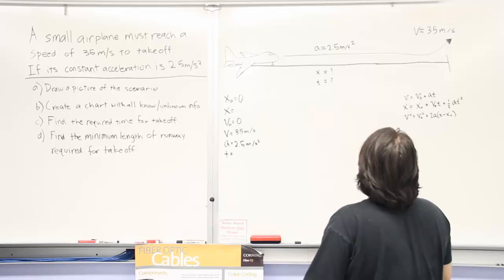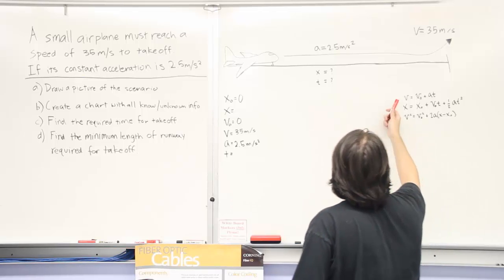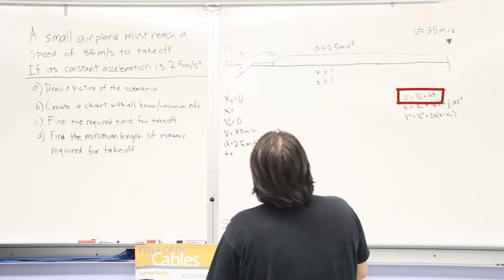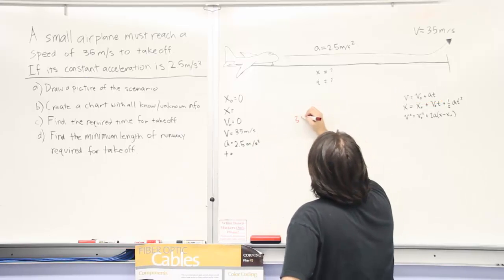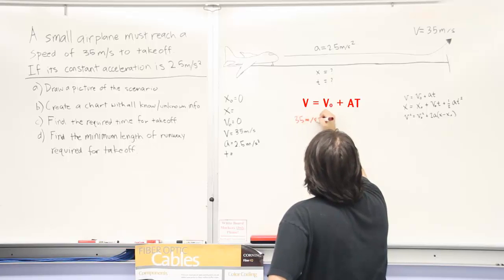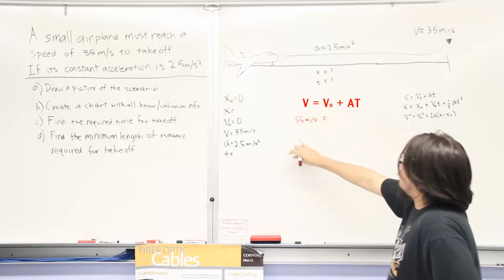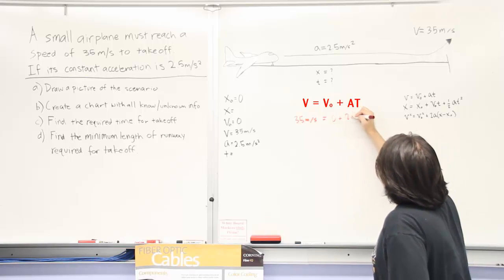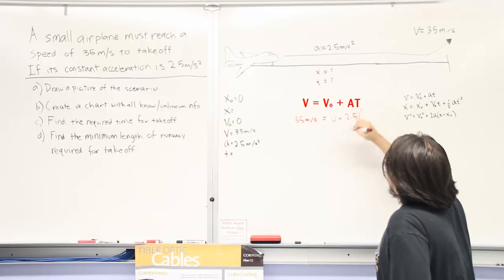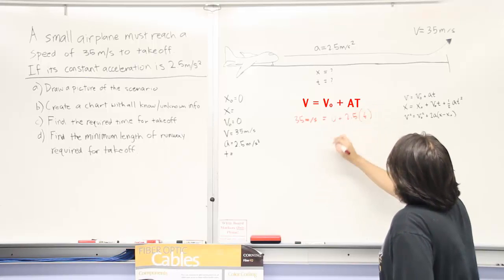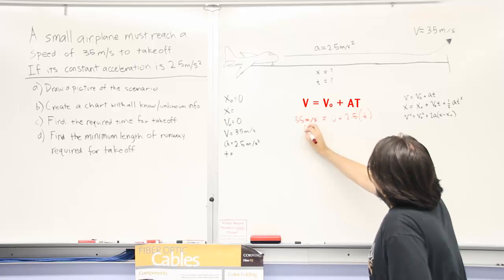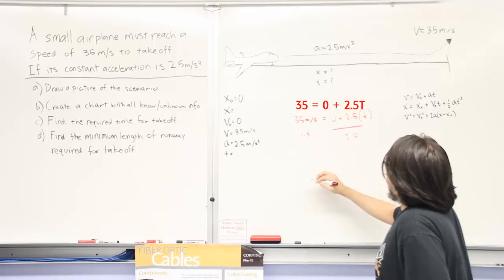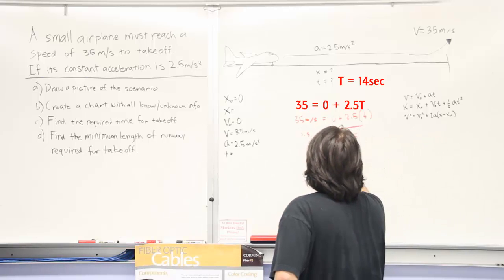So in order to do that, first we're going to need to solve for time using this kinematics equation right here. So we just plug in our final velocity, 35 meters per second, equal to the initial velocity of 0 plus the acceleration of 2.5 meters per second squared multiplied by time, which is what we're solving for. As you can see, just divide both sides by 2.5, and we'll get our time, which comes out to be 14 seconds.